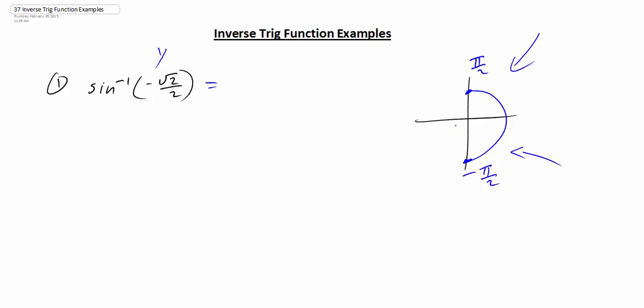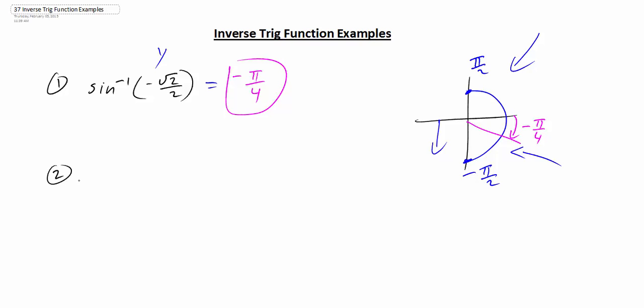Because it's negative, we're going to be going down on the y, so it's got to be in this fourth quadrant. So what angle in the fourth quadrant gives us a negative square root of 2 over 2? That occurs right here at a negative pi over 4. So the answer is negative pi over 4. Keep in mind, on the unit circle the positive angle would be 7 pi over 4, but 7 pi over 4 is not one of our possible answers within this range.